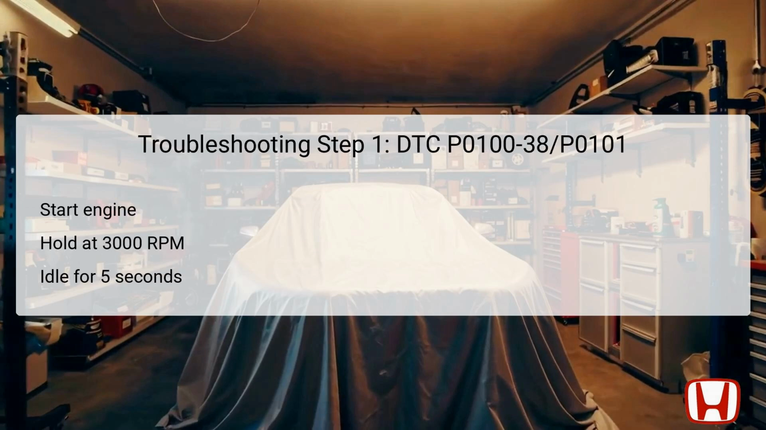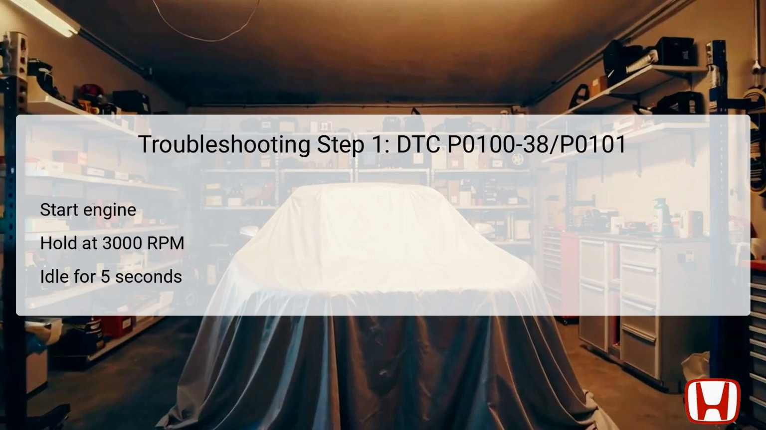The first step in troubleshooting DTC P0100-38 and P0101 involves a confirmation procedure to establish whether the issue persists under controlled conditions. Start the engine and maintain a steady engine speed of 3,000 revolutions per minute, RPM, without load, meaning the vehicle should be in either park, P, or neutral while performing this test. Hold this RPM until the radiator fan activates, which indicates sufficient engine temperature has been reached.